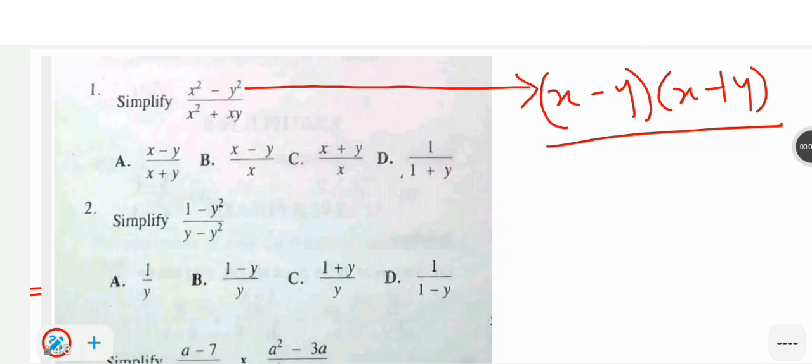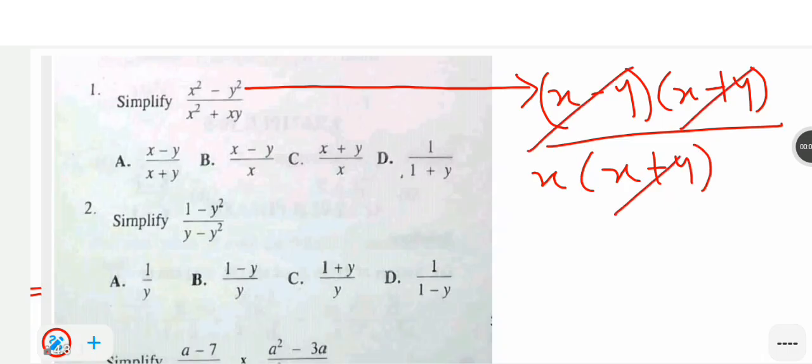Just factorize that. You can see that x is common. Factorize that, you get x into x plus y. So these two are the same, they will cancel out. The final answer will be x minus y over x. Then you can check for that in the options. You see that it is option B. Option B is the answer.